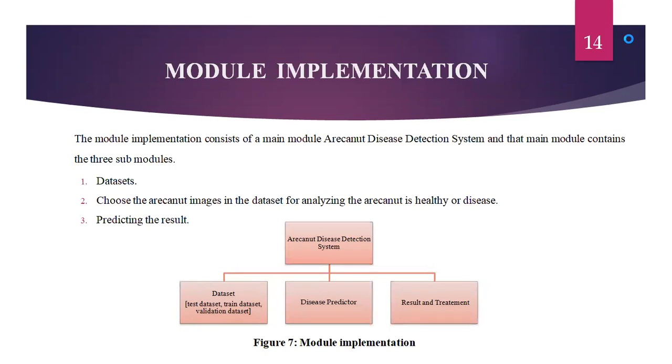The next is model implementation. The model implementation consists of the main model, the Arecanut disease detection system, and the main model contains three submodules. First, we have to collect the dataset, then choose the Arecanut images for analyzing whether the Arecanut is healthy or not. The Arecanut images are present in the dataset. It can be divided into test dataset, train dataset, and validation dataset. Then it will predict the result, and also display the treatment.